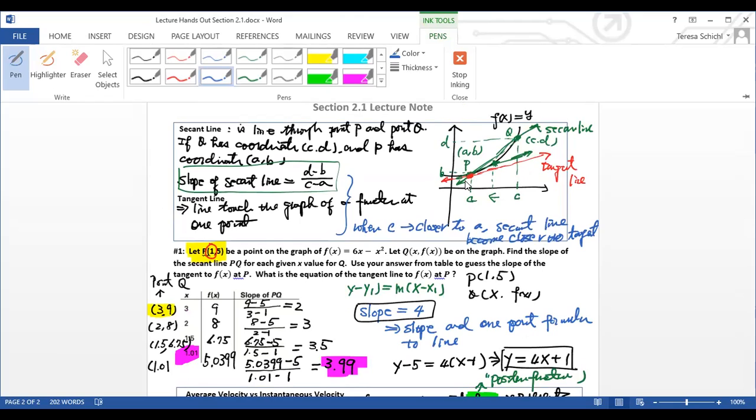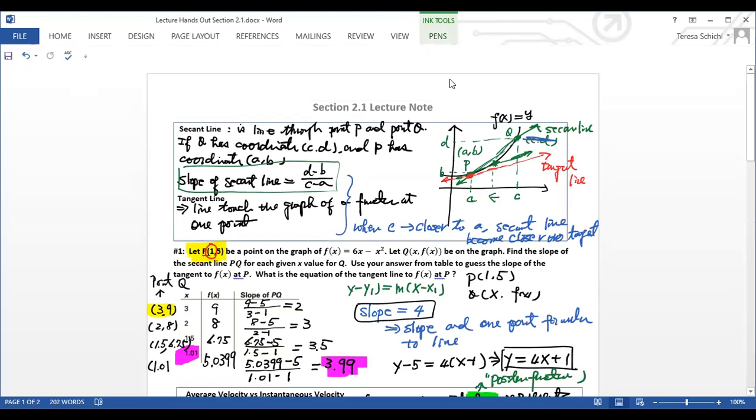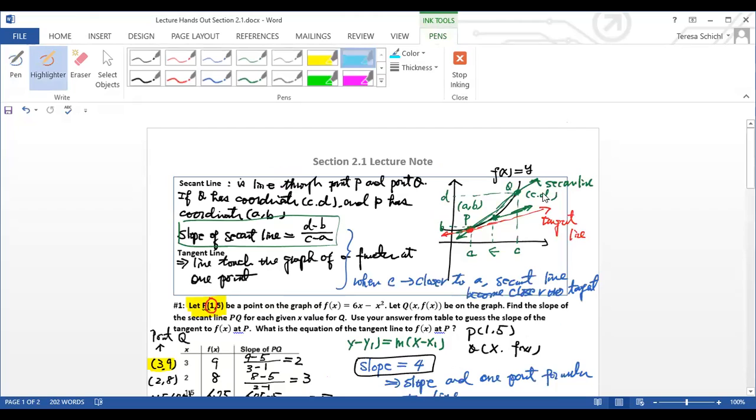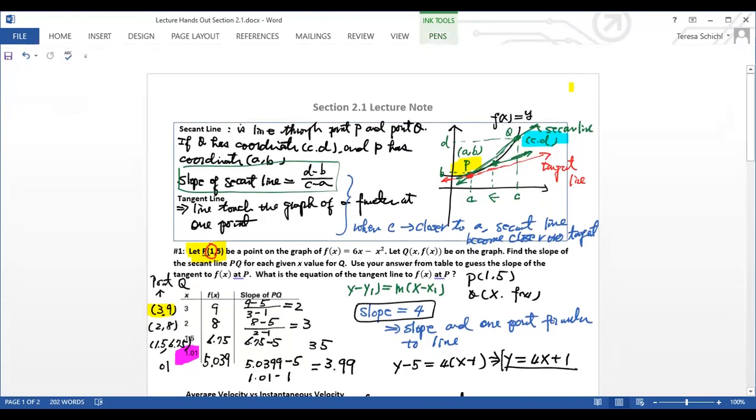So how do I do that? I need to estimate. How do I estimate? I just push the secant line, selecting this point and getting closer and closer to my point P here. That is how I use the secant line slope to approach the tangent line. So that's one of the key concepts.